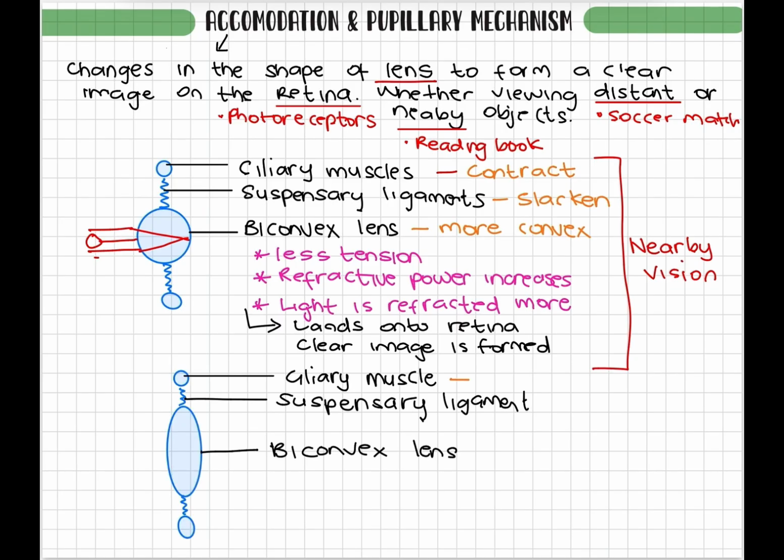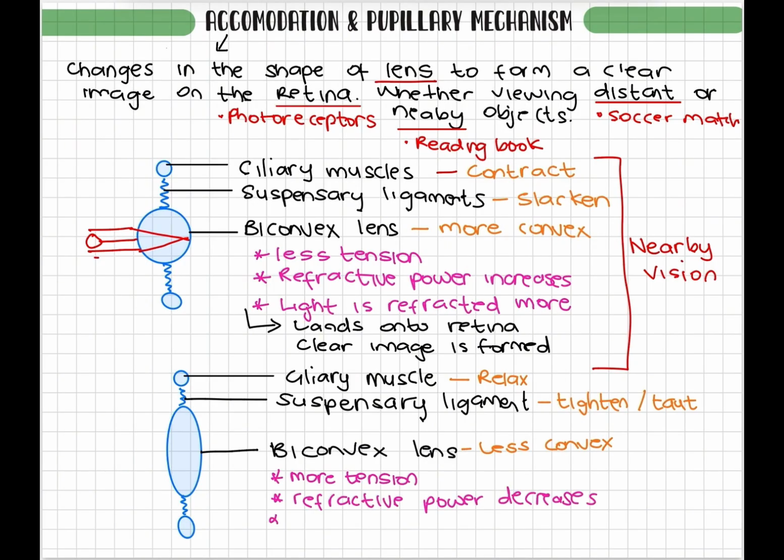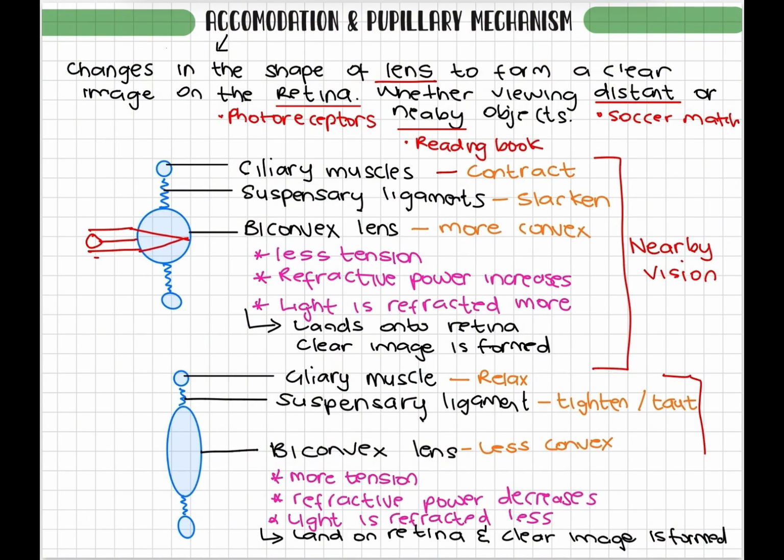Now with distant vision, we look at the same structures, the ciliary muscles, which must now relax so that the suspensory ligaments tighten or become taut, and then the lens becomes less convex, which means that there will be more tension on the lens, and the refractive power of the lens will decrease, and then light will bend less, or light will be refracted less, and the light will land onto the retina to form a clear image. This, as explained, is distant vision.